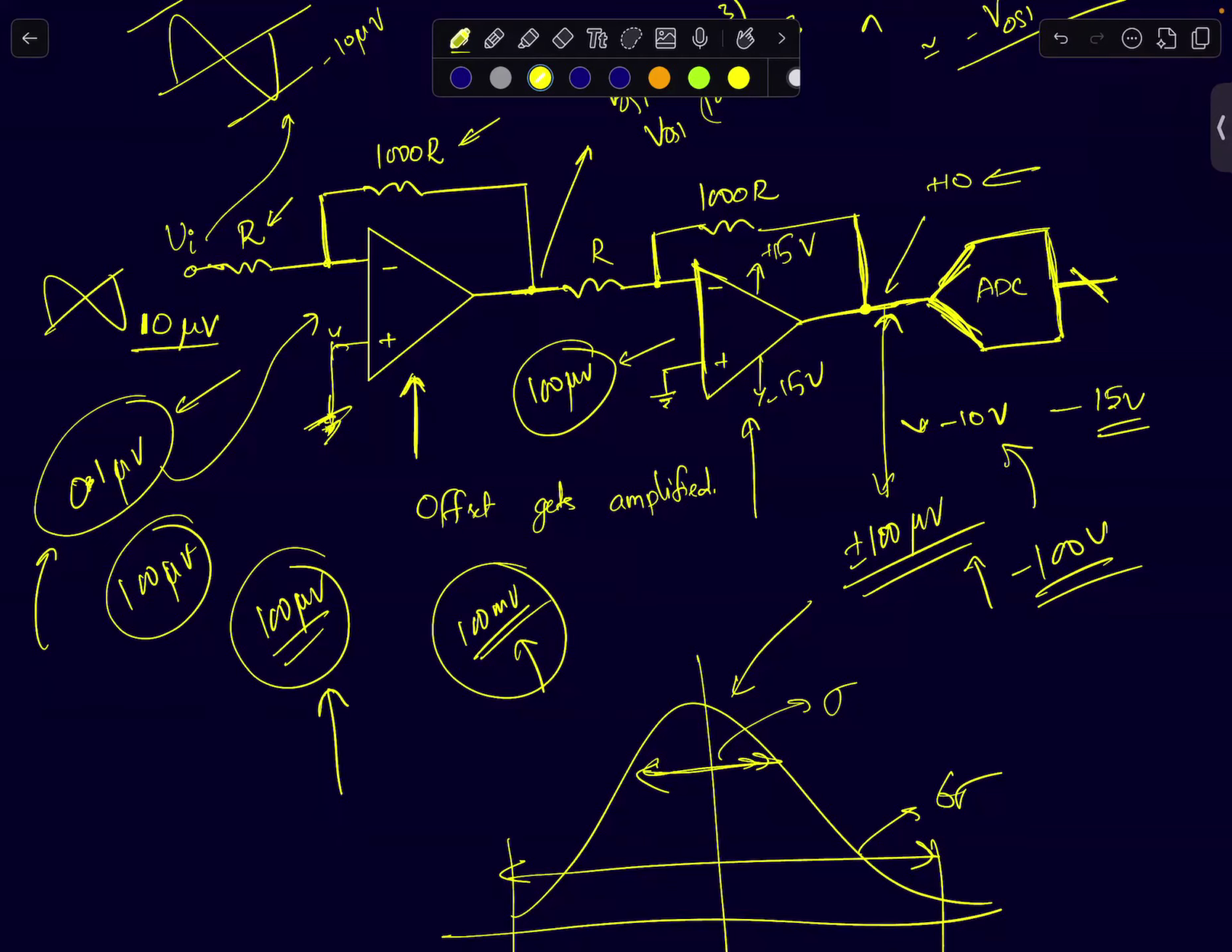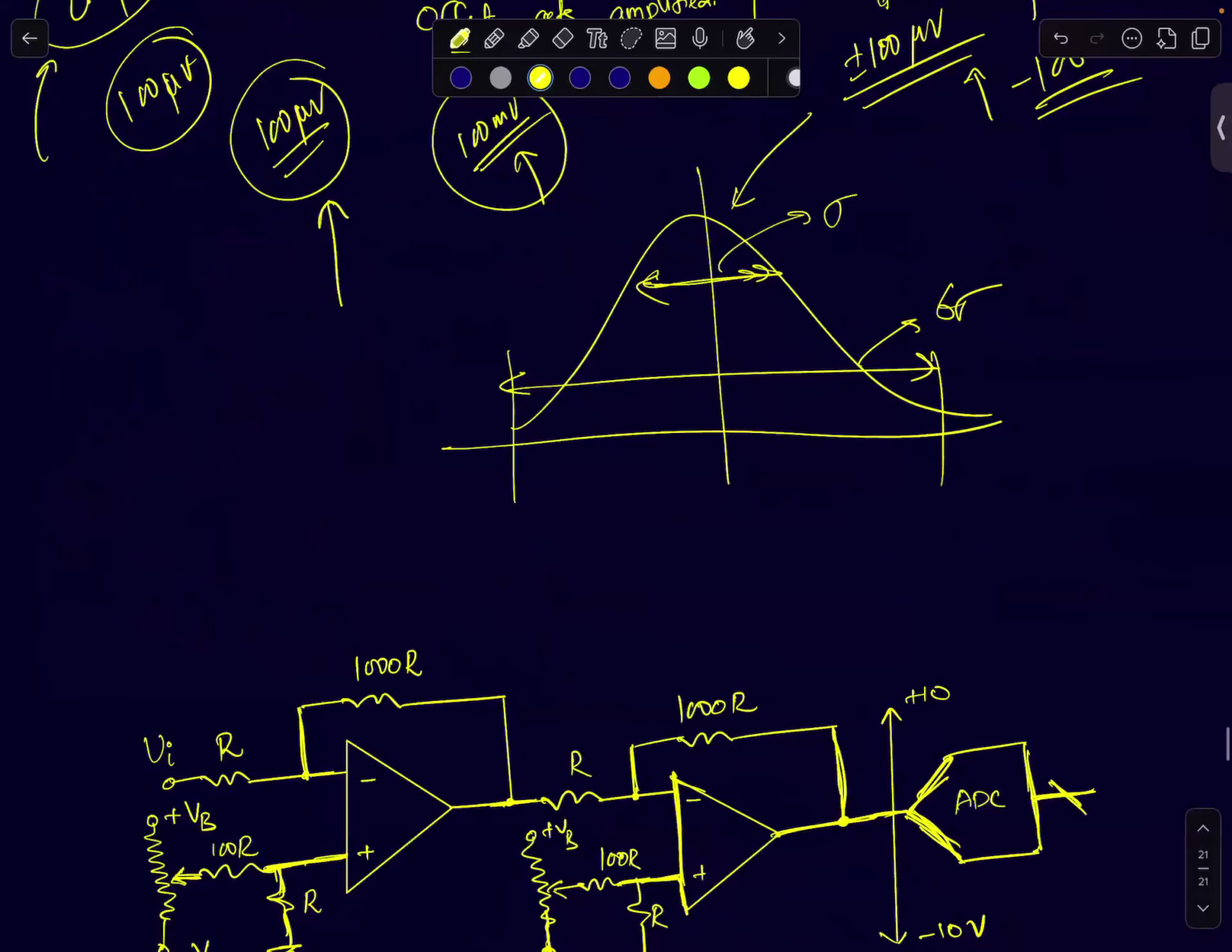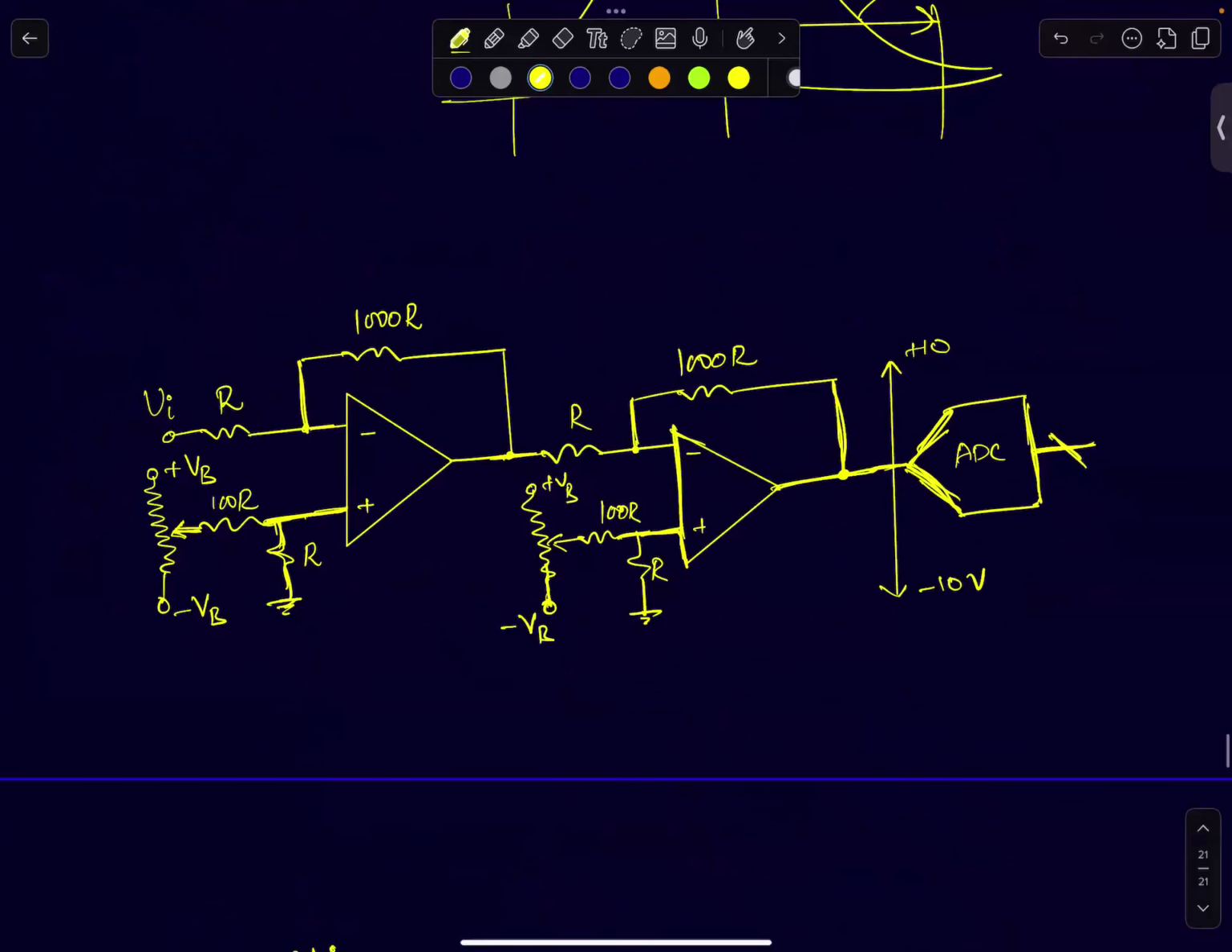So offset nulling, right? We discussed in the previous lecture that we can apply this thing called offset nulling. Both of them are inverting amplifiers, so you can apply offset nulling at the positive terminal like this. In case you couldn't make it to the previous lecture, you can just look at the video. We discussed in great detail what offset nulling is. So how do you do offset nulling for this?